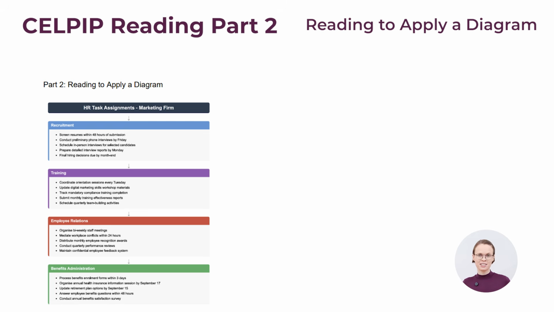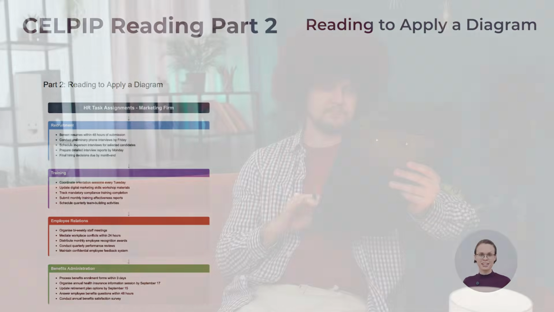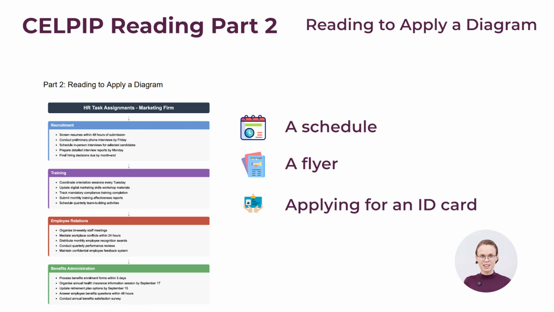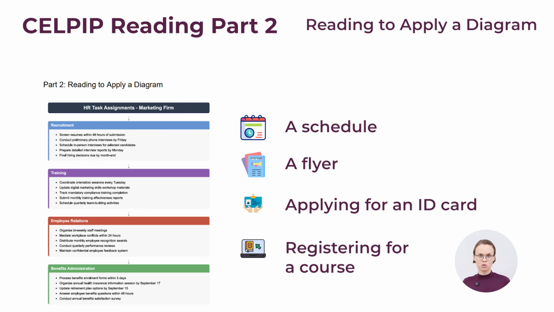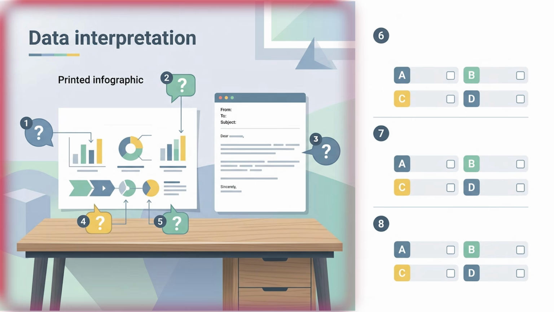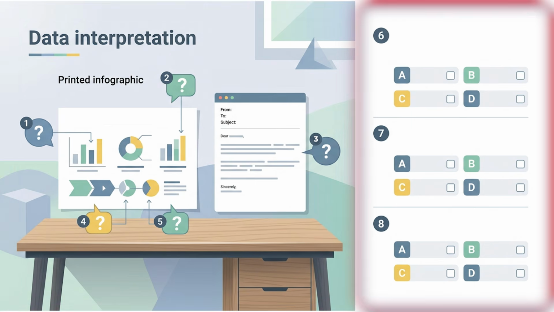CELPIP reading part 2 is called Reading to Apply a Diagram, and it's quite different from the other parts of the reading test. Instead of reading a long article, you're working with a diagram. For example, this could be something like a schedule, a flyer, or a guide to a community activity, like applying for an ID card or registering for a course. This section has 2 parts. First, you'll answer 5 questions about the diagram and a short email connected to it. Then you'll answer 3 more multiple choice questions, also based on the diagram and email.